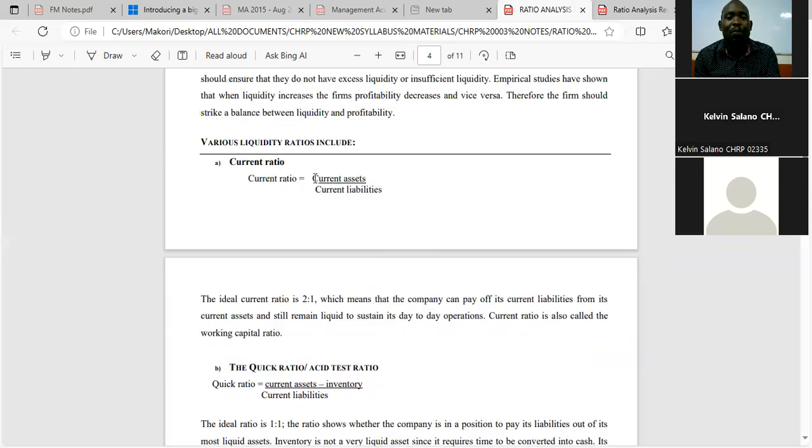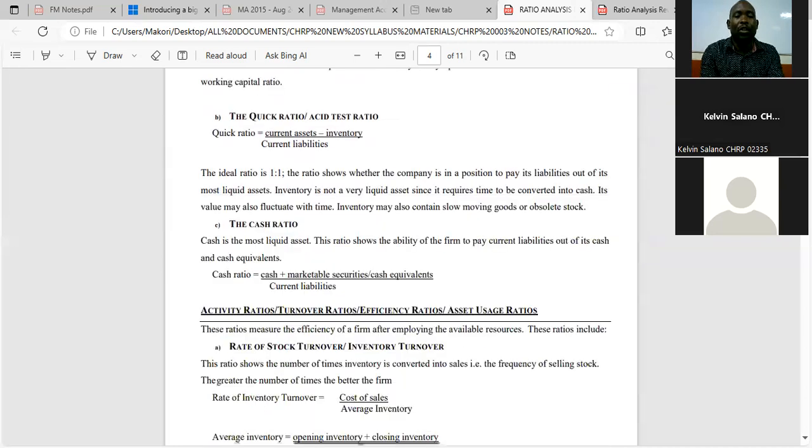For the current ratio, current assets divided by current liabilities. For the quick ratio, current assets minus inventory, divided by current liabilities. And then the cash ratio is the cash. In most cases, you will be given the cash in hand and the cash at the bank. Add them, you get the cash, and you divide it by the current liabilities. We said that these are the liquidity ratios. They measure the ability of the firm to pay current liabilities using the current assets that we have.